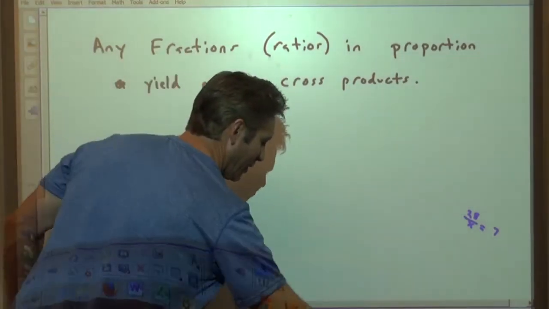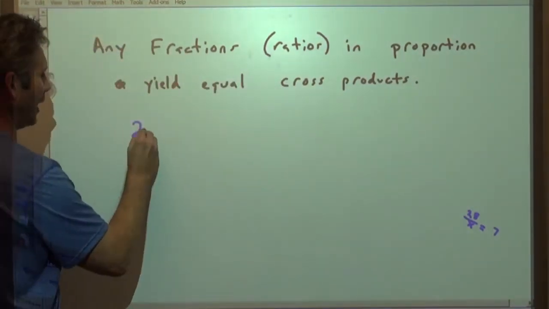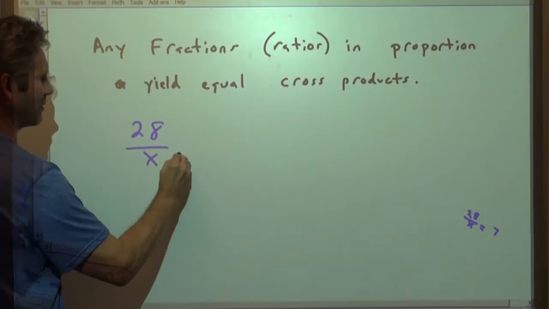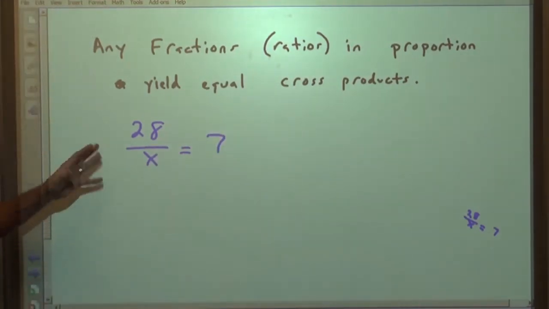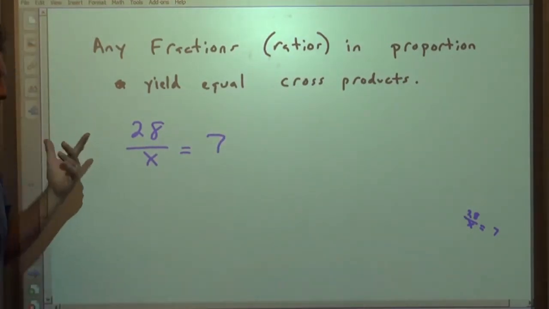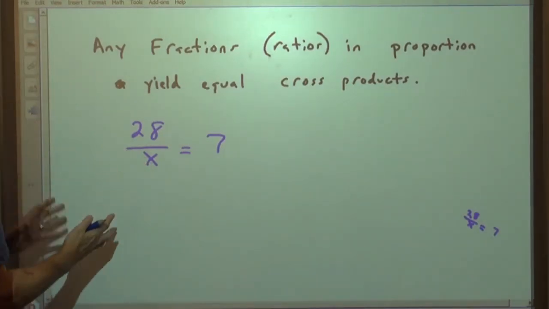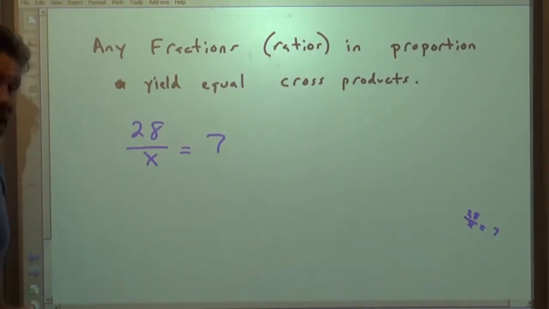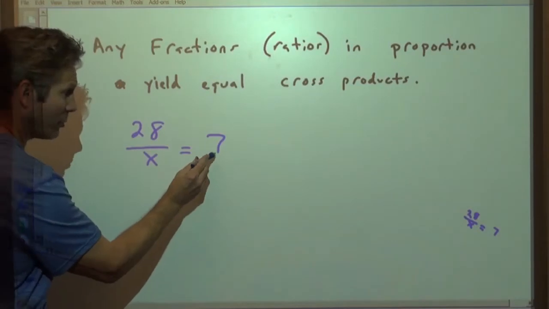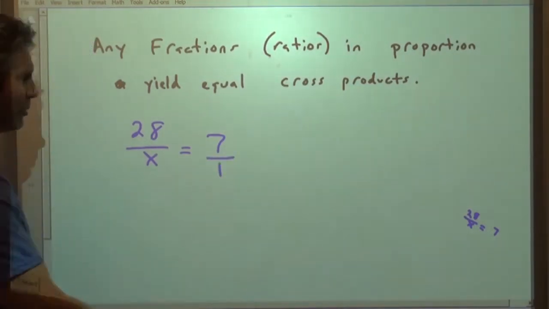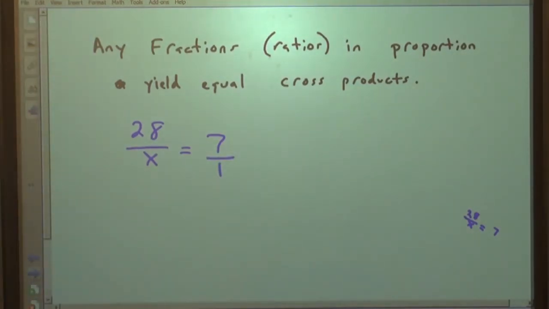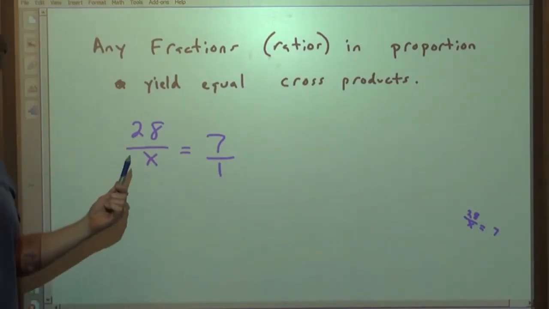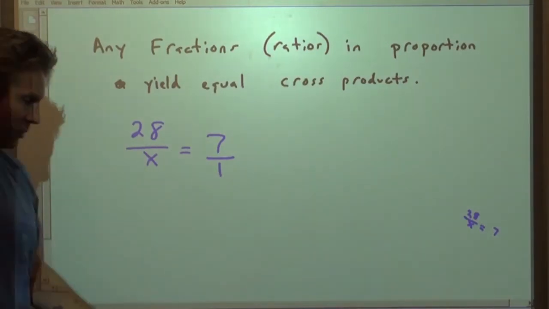And I will leave you with this problem right here. What if you had 28 divided by x is equal to 7? Now, we're not sure exactly how to do this problem. How do you undo division by x? But here's a suggestion. Do you remember how you can always make a whole number into a fraction by putting it over 1? Well, look what we just made. We just made a proportion of two fractions that are equal to each other.